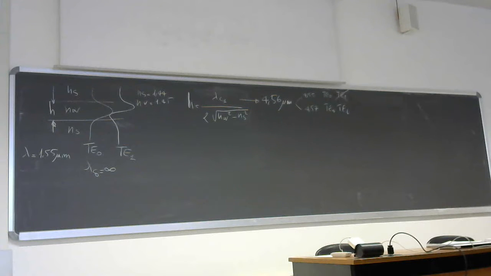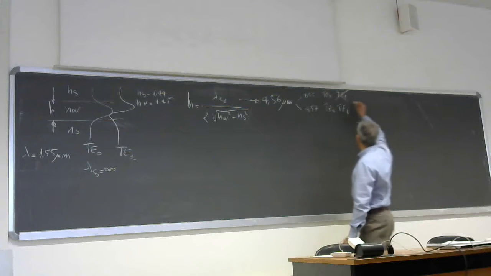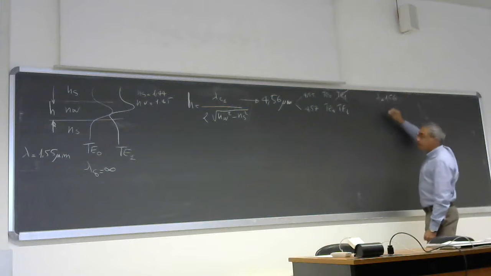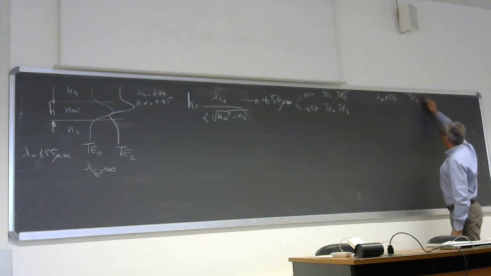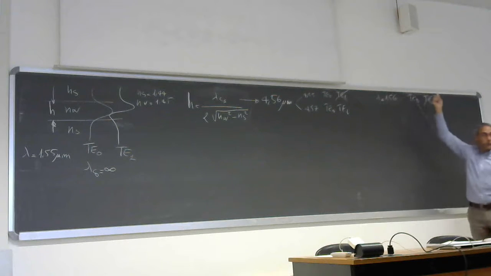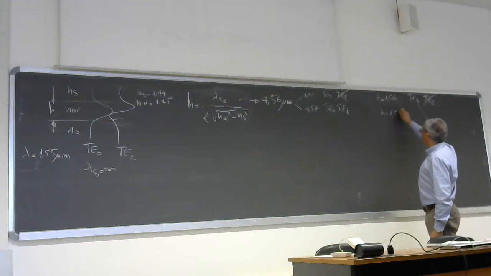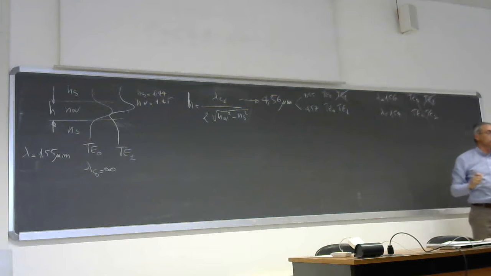You can reverse and say at 4.56 micron, at a wavelength of 1.56, so longer wavelength, lower frequency, you have the TE0 and you don't have the TE1 because the TE1 is below the cutoff. At a shorter wavelength, TE0 and TE1 are both solutions of the wave equation, so both can propagate. Okay?